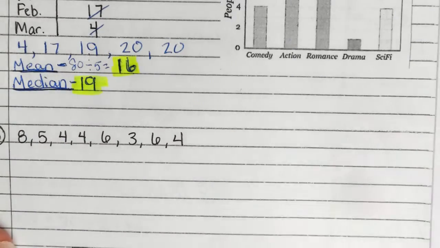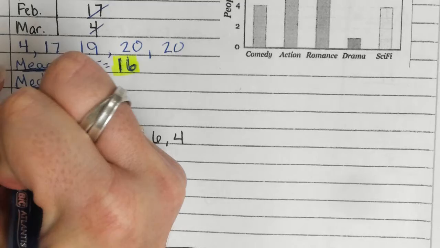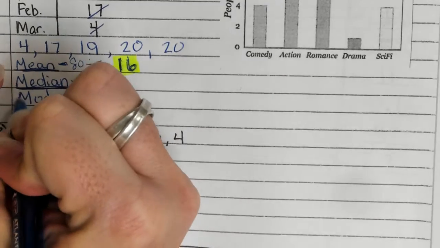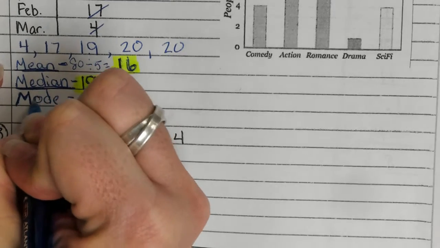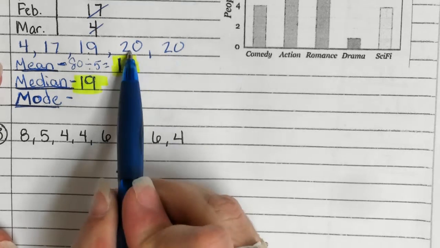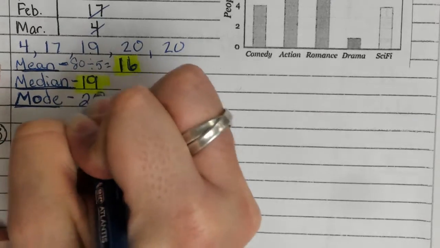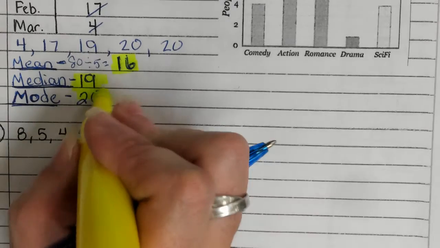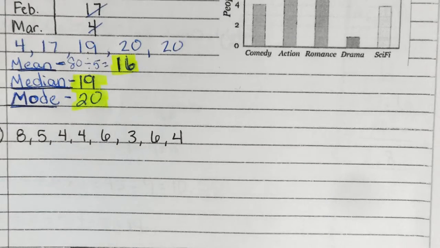Okay. The third thing we're going to do is something called mode. Mode means most. What happens the most? What repeats the most? 20. It doesn't mean the biggest number. It means which one is written the most times. 20 is written more than the rest of the numbers. That is the mode. Okay, so does everybody see why 20 is the mode?